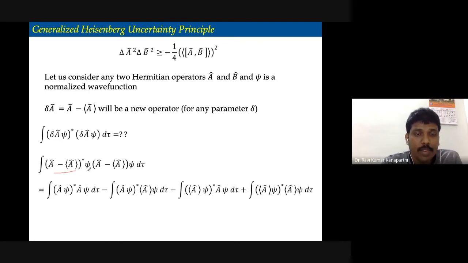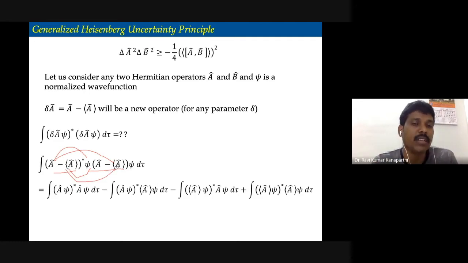Now you can see that when you try to multiply these things, you will actually get 4 terms. This you can multiply with this. Similarly, this you can multiply with this. This you multiply with this, and again this you multiply with this. So essentially you are going to get 4 terms in the integral.